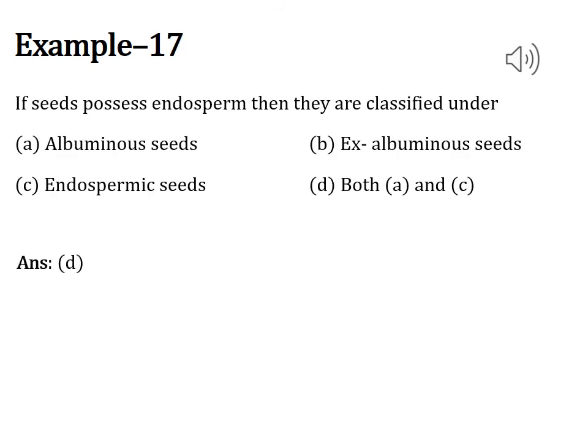Okay, 17th example. If seeds possess endosperm, then they are classified under. Usually there are two classifications: one is albuminous seeds, another is ex-albuminous seeds. Albuminous seeds are nothing but endospermic seeds. Ex-albuminous means there is an absence of endosperm. Options are like this: A, albuminous seeds, right answer. B, ex-albuminous seeds, wrong one. Then C, endospermic seeds, and D, both A and C. So answer is both A and C.